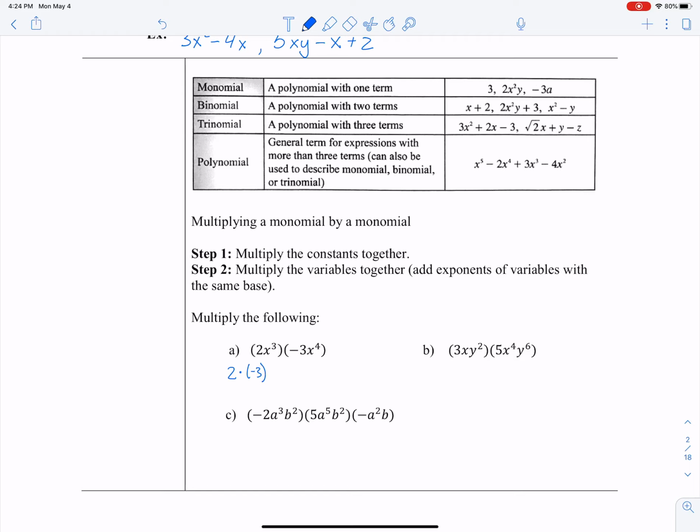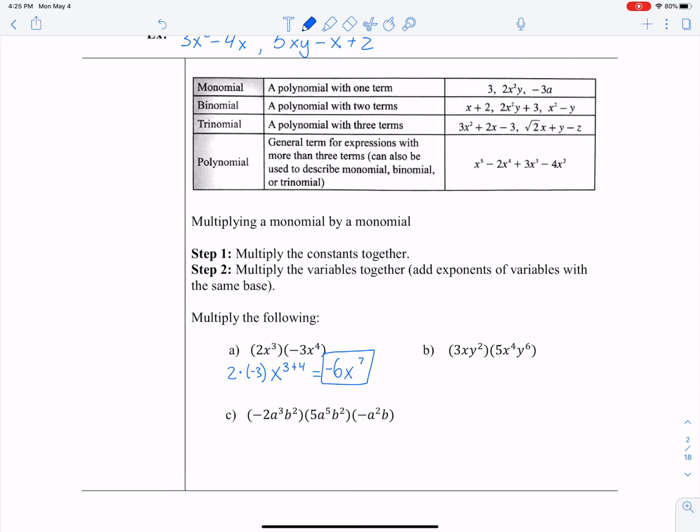Then next we have x's. So x's in both cases are the same base. So we have 3 plus 4 for my exponent 3 and my exponent 4. So I'm going to do this multiplication. 2 times minus 3. That's going to give me a negative 6. And then for my x, I have 3 plus 4. That's going to give me 7. So my answer for this one is negative 6x to the 7.